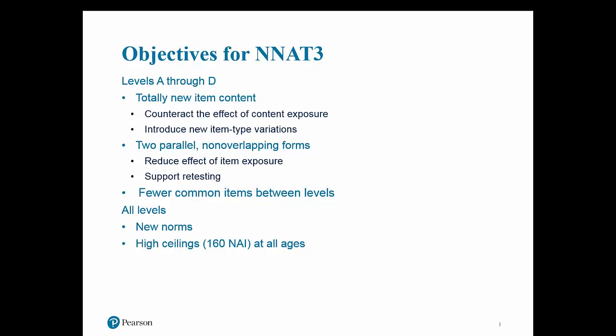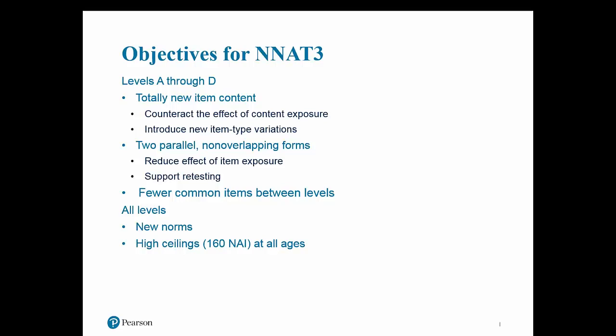At levels A through D, we have two parallel forms. These two forms are completely non-overlapping, so that further reduces the effect of item exposure. So students who take Form 1 at a level will never see items that are also on Form 2 and vice versa. And this is useful when thinking about a retesting situation. So you can think of levels A through D as really consisting of two independent forms, Form 1 and Form 2, each of which has some vertical linking across levels A through D, but no common items between Form 1 and Form 2.